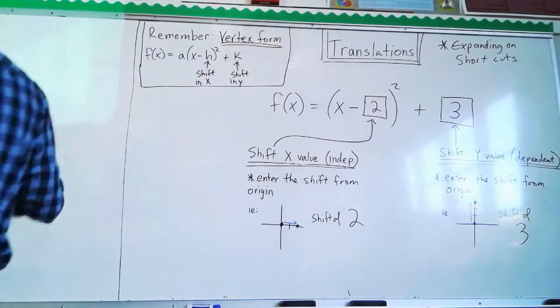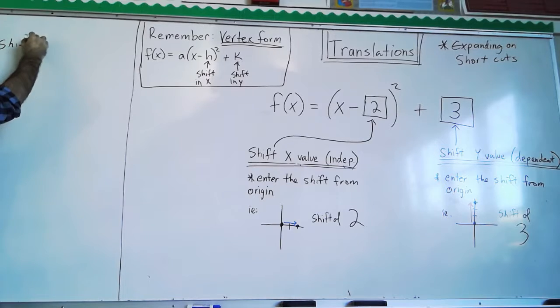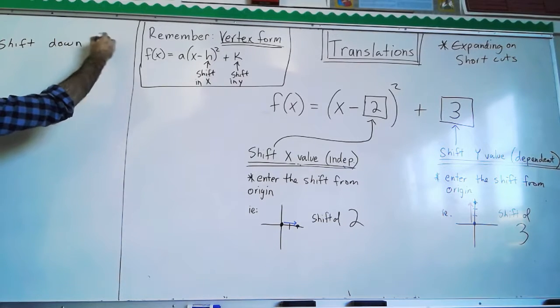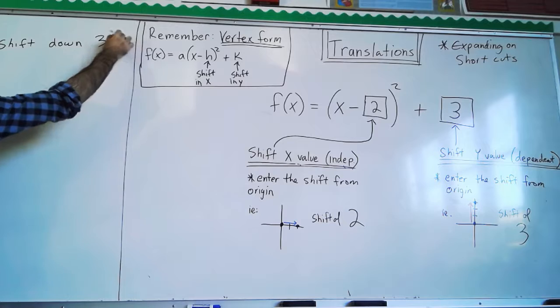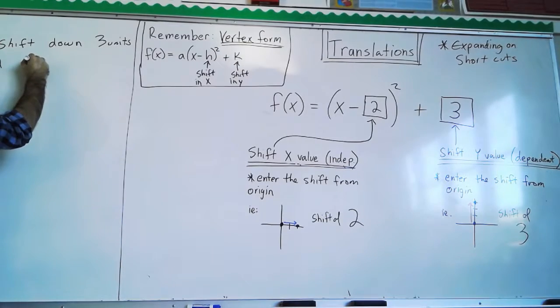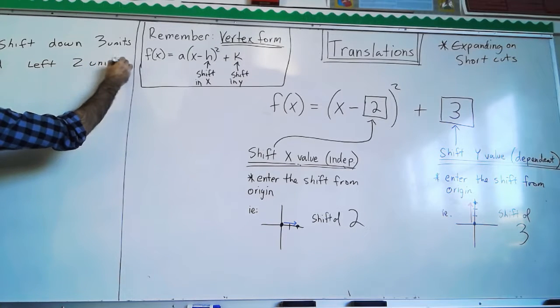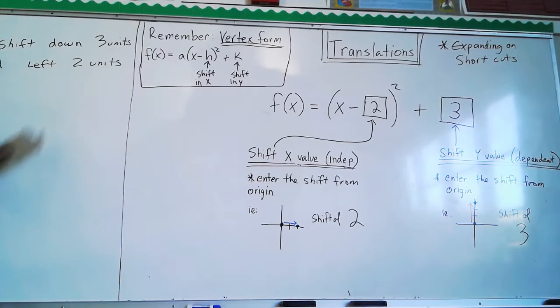So go ahead and jot this one down next to it. All right, so how about if this is a shift? Let's say we're going to go down 3 units and let's go to the left 2 units. Yeah, it's a little different than that. Let's change it up even more. Let's make it 4 units to the left.